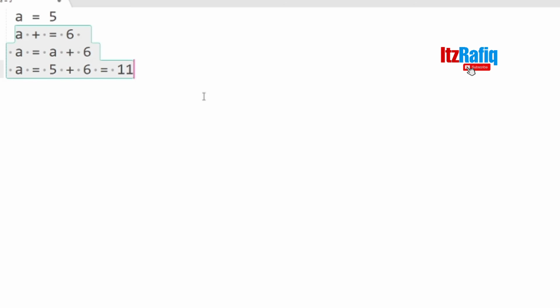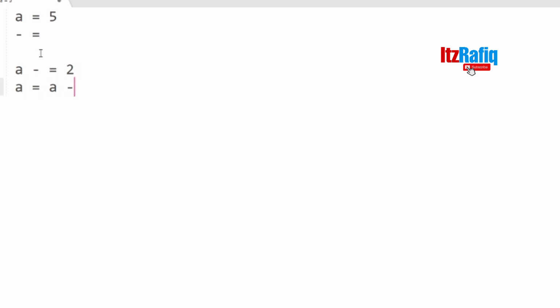Now for the subtraction or minus operator, it's minus and equal. For example, suppose I have already one variable a that is 5, and here it's written as a minus equal 2. So this is in short form. If I expand it, it will be like a equal a minus 2. As you know, the value of a is 5. 5 minus 2 equal, it's 3. So the final value of a is 3. This is how the subtraction operator works. All the operators work this way only.